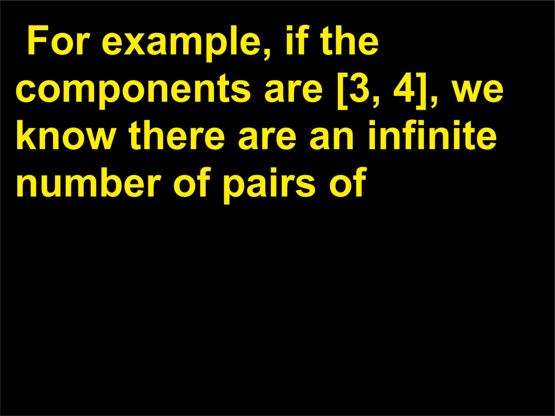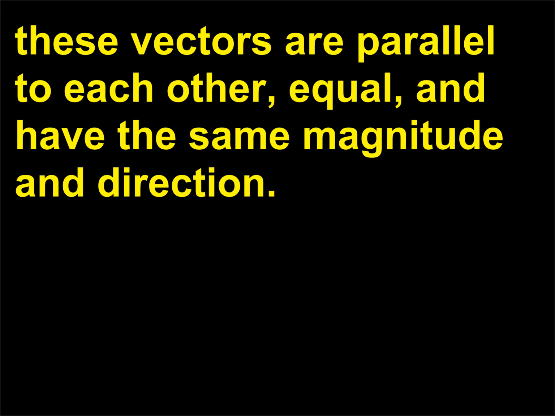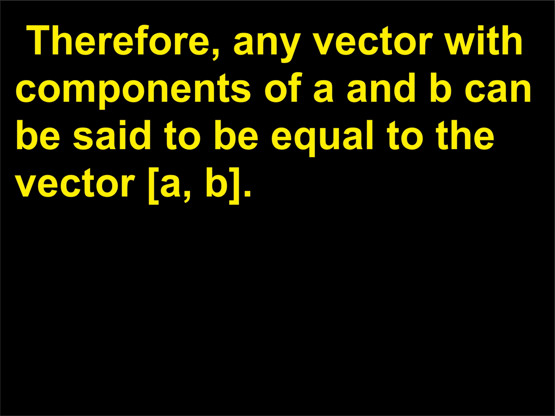For example, if the components are (3, 4), we know there are an infinite number of pairs of points in the plane with x and y coordinates whose respective differences are 3 and 4. All these vectors are parallel to each other, equal, and have the same magnitude and direction. Therefore, any vector with components of a and b can be said to be equal to the vector (a, b).